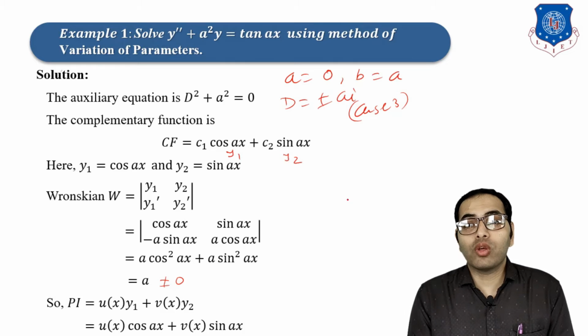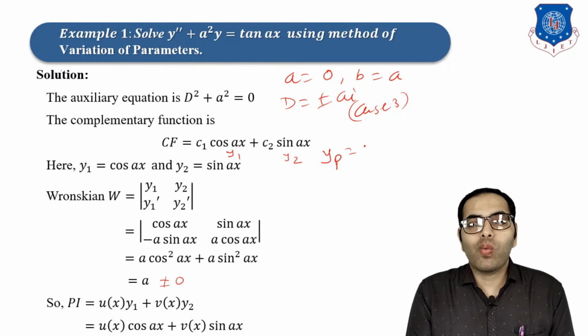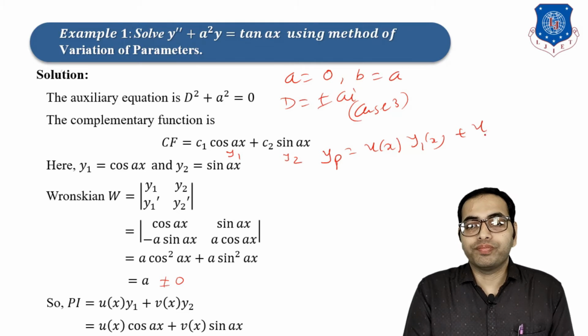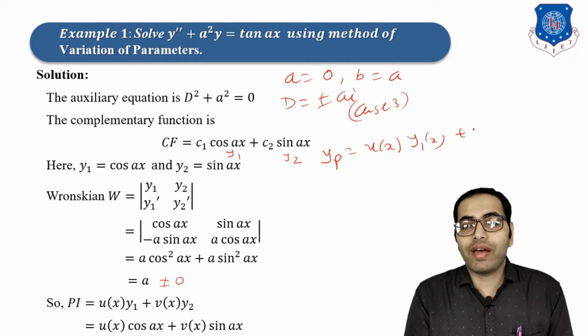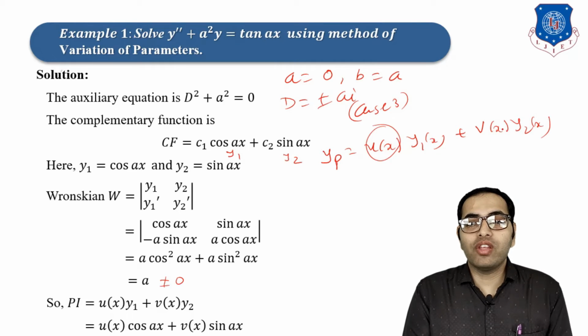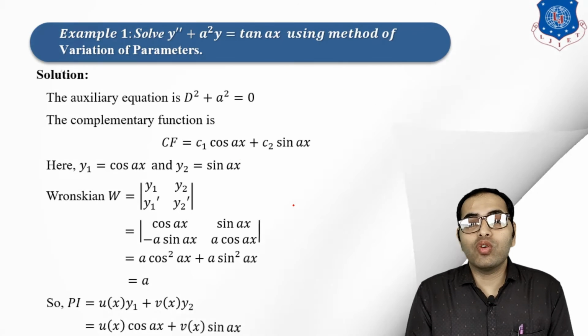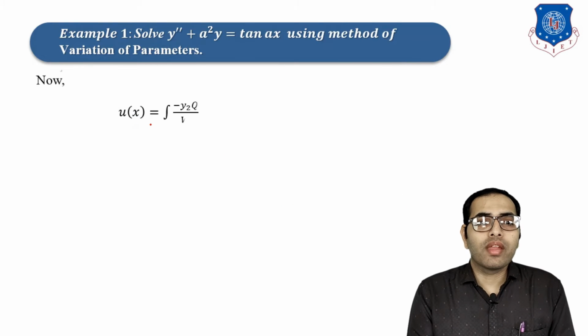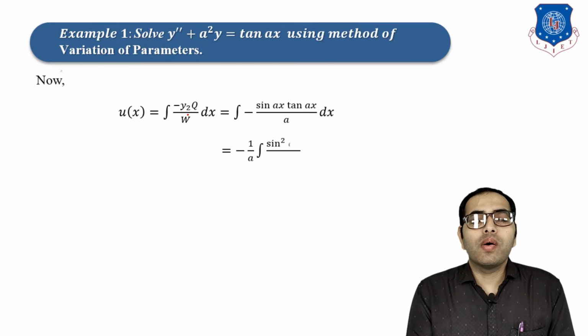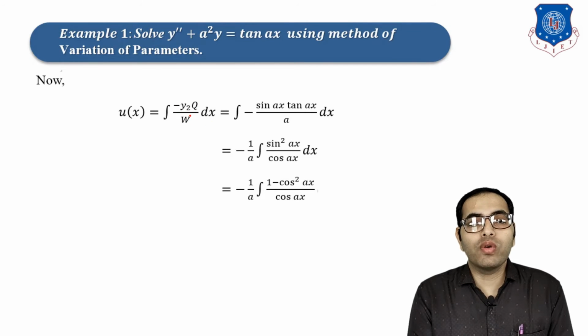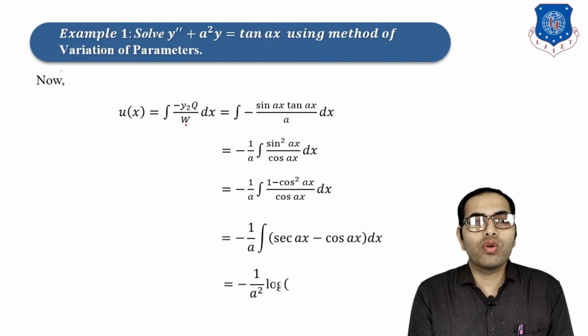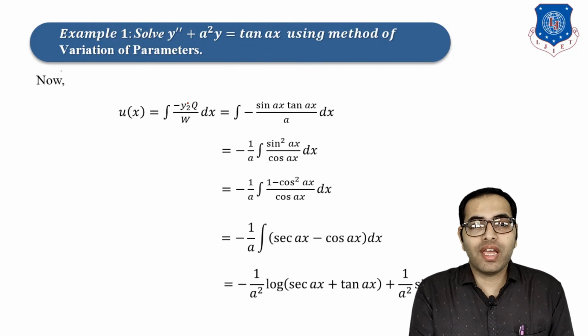Then we solve the particular integral. We have the formula yp is equal to u of x y1 of x plus v of x y2 of x. Here we require u of x and v of x, and for that we have formulas. Now u of x equals the integral of minus y2 into q of x upon W dx. Substitute the values of y2, q and W: q is our tan ax, y2 is sin ax, and W is a.